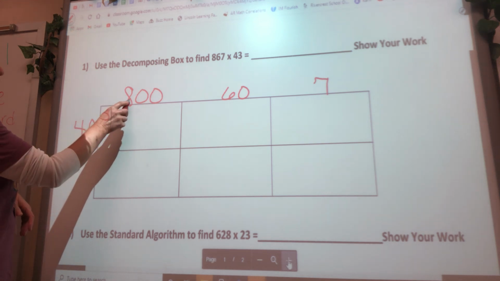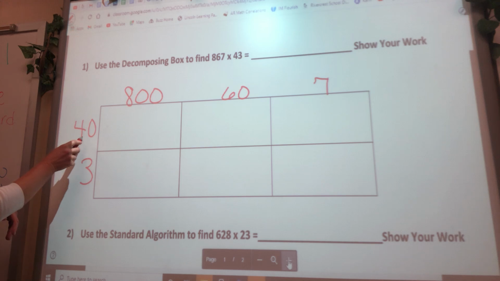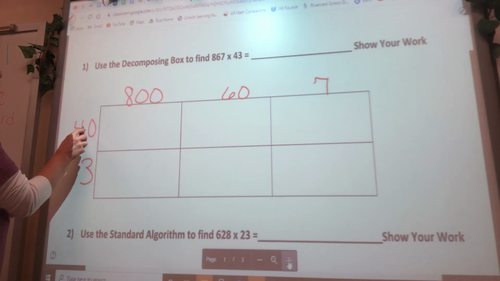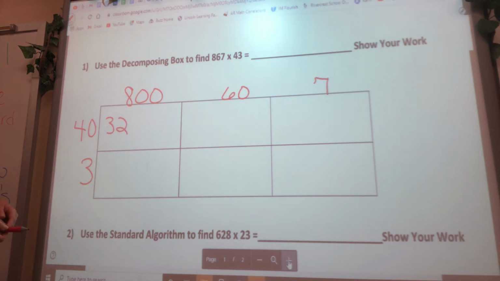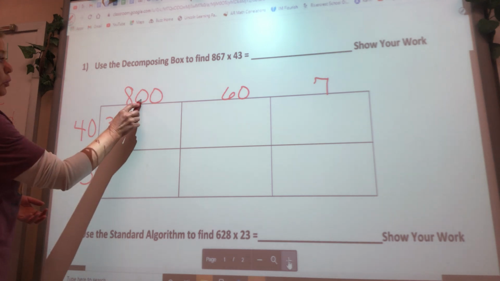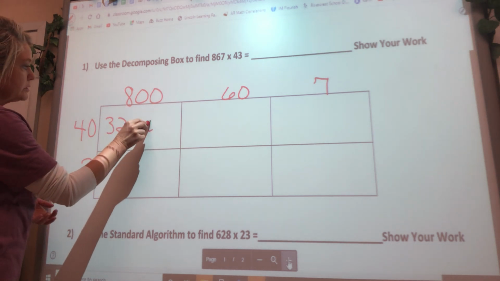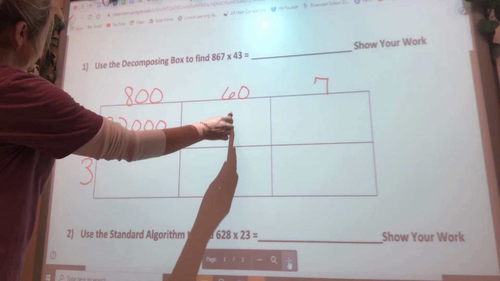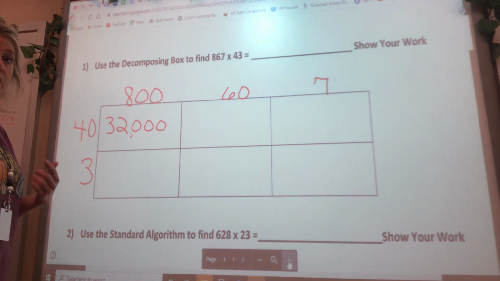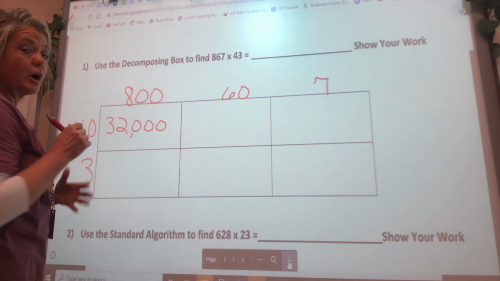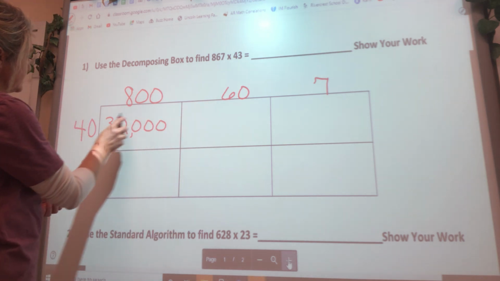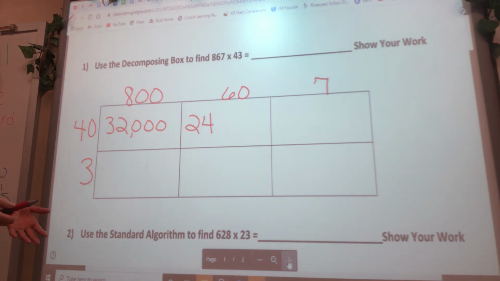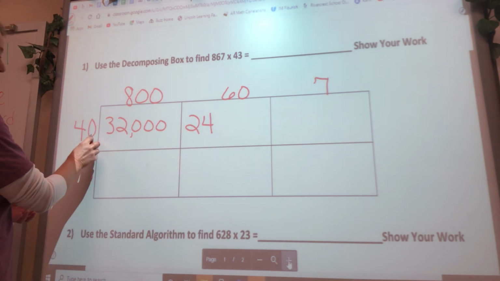So we know that if we have 800 times 40, we can quickly multiply the whole number parts that we see. 8 times 4 is 32. And then how many multiples of 10? 1, 2, 3. For our next box, we're multiplying 60 times 40. So quick math, multiply the whole number parts that you see. 6 times 4 is 24. And then how many multiples of 10? 1, 2.